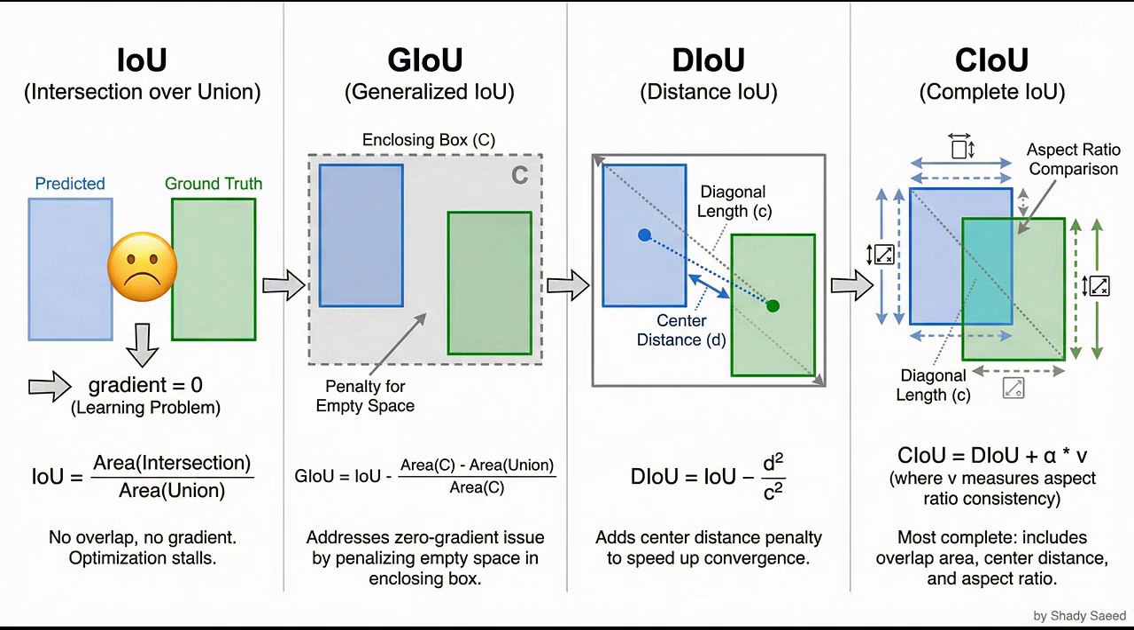IoU measures overlap between predicted and ground truth boxes, but it has blind spots. If two boxes do not overlap at all, IoU is 0 regardless of how far apart they are. The gradient is 0 and learning stalls. Generalized IoU (GIoU) fixes this by penalizing the empty space in the smallest enclosing box. Distance IoU (DIoU) adds a penalty for the distance between box centers. Complete IoU (CIoU) adds an aspect ratio consistency term. Each successor fills a gap in the gradient landscape.